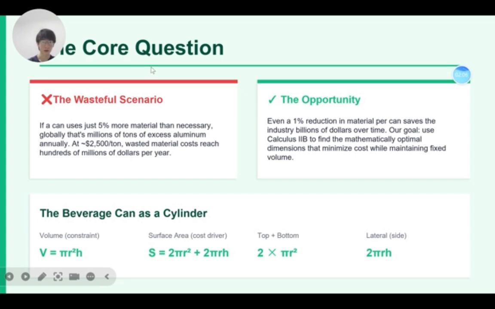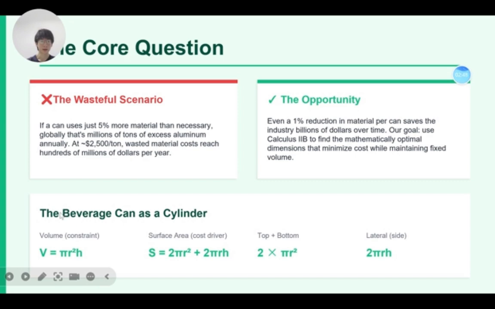So we come to a core question. It's really wasteful if a can uses even 5% more material than necessary, because globally that lies in millions of tons of excess aluminum. Then consider the opportunity: even a 1% reduction in material per can saves the industry billions of dollars over time. So our goal is to use calculus 2B to find the mathematically optimal dimensions that minimize cost while containing a fixed volume.